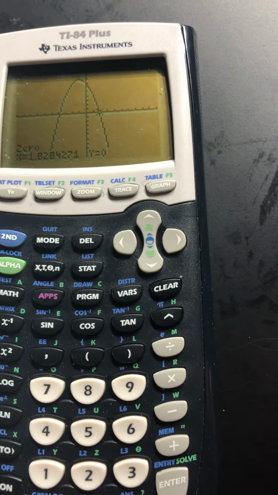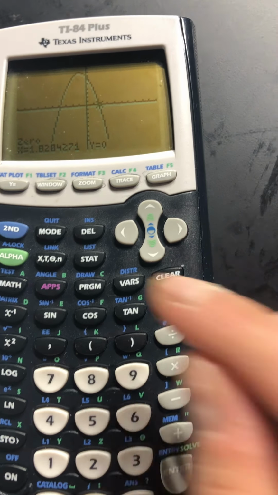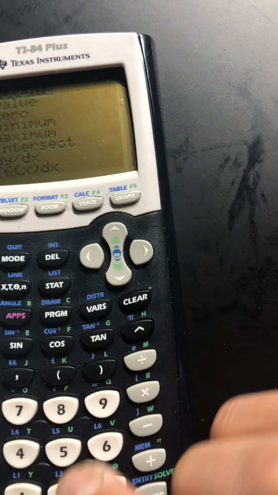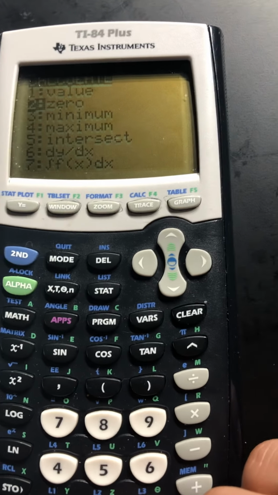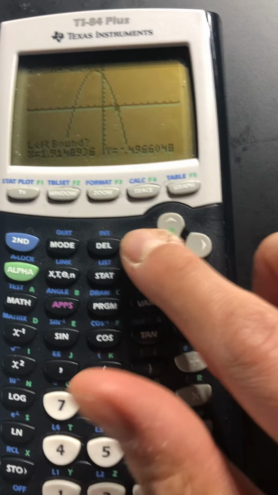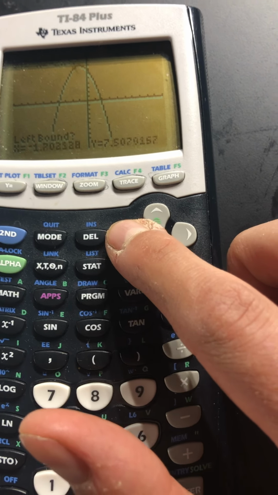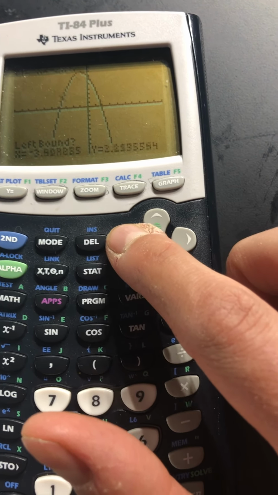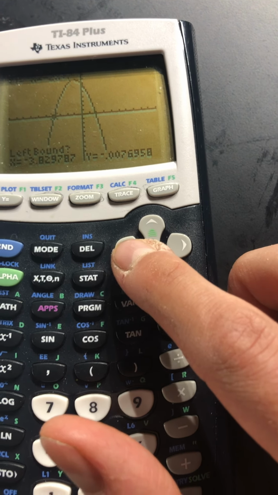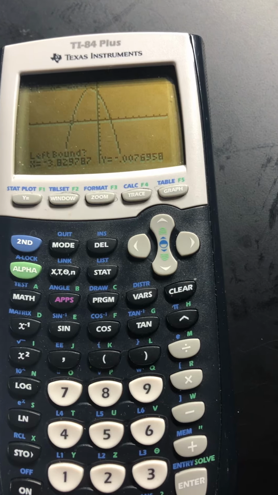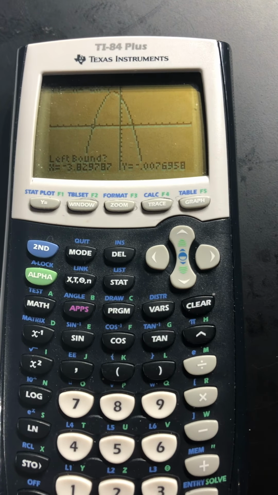Now I'm going to find the other one, and then I'll write this down in a second. So I'm going to do the same thing. So second trace. I'm going to use choice 2 again for the 0. But this time, I'm using the left and the right arrow. I'm going to go to the other root. So I'm going to go as close as I can. Now that one's pretty close. But just in case, I'm going to show you how to do this on the calculator.